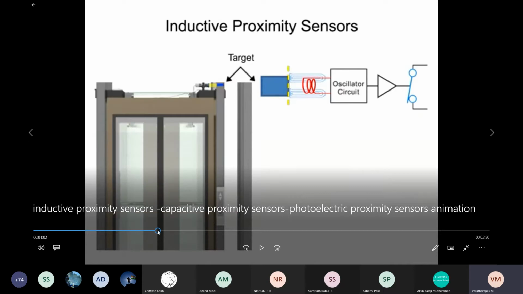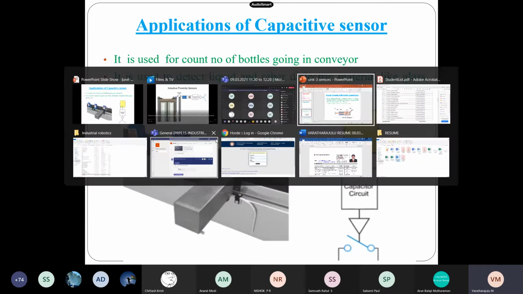And see, when it is approaching the target, this is what happens. When we have a normally closed actuator, it opens and allows further operation. That is what happens in inductive proximity sensors.